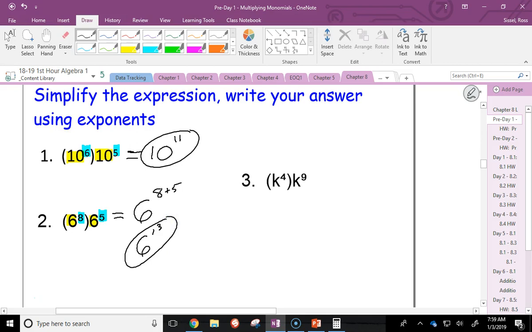So real quick, go ahead and do number 3. Turn, check with your neighbor. Did you guys get the same answer? Should be pretty simple. Did you guys get the same? I was kind of scared at first. All right, so we should have got k to the 13th power.